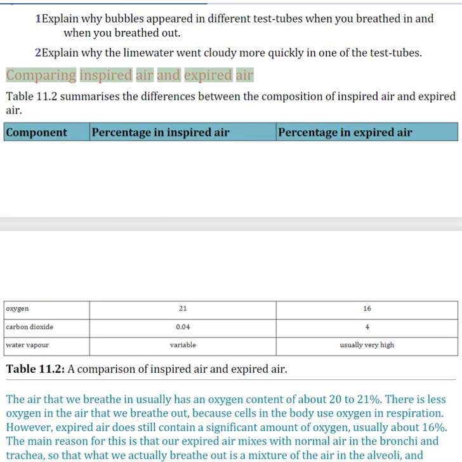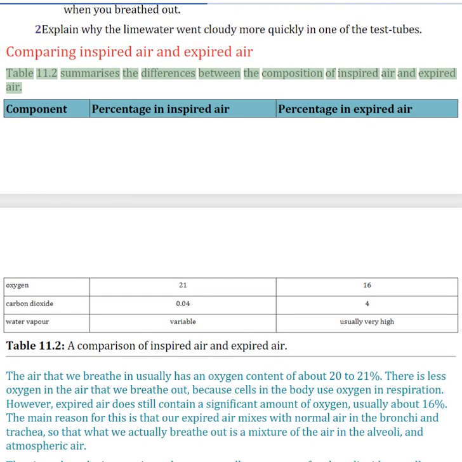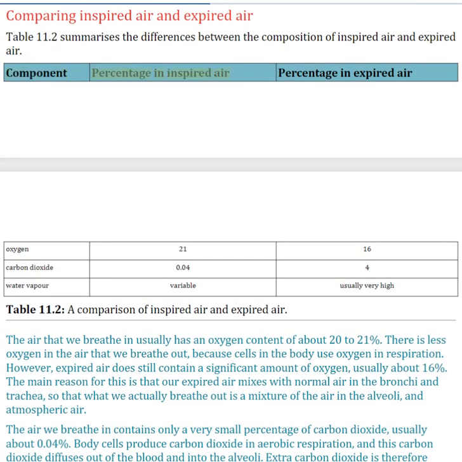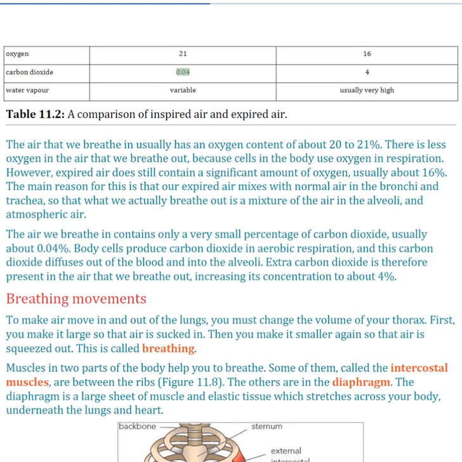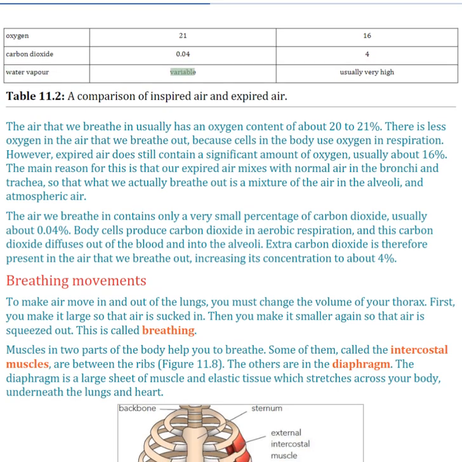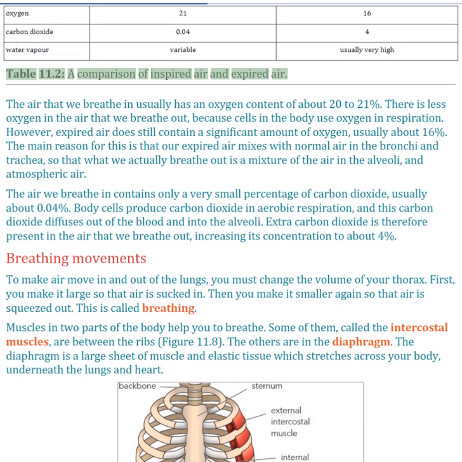Comparing inspired air and expired air. Table 11.2 summarizes the differences between the composition of inspired air and expired air. Component: percentage in inspired air, percentage in expired air. Oxygen: 21, 16. Carbon dioxide: 0.04, 4. Water vapor: variable, usually very high. Table 11.2. A comparison of inspired air and expired air.